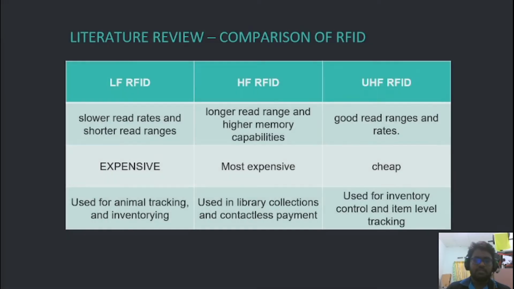So the next one is about the comparison of RFID. We did the research and found there are 3 types of RFID. The first one is the low frequency RFID, the second one is the high frequency RFID, and the third one is the ultra high frequency RFID. LF stands for low frequency, HF stands for high frequency, and UHF stands for ultra high frequency.